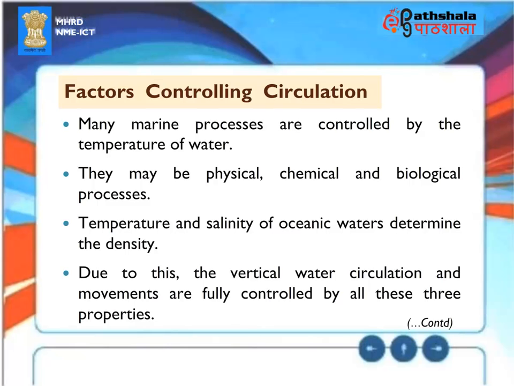Factors controlling circulation. Many marine processes are controlled by the temperature of water. They may be physical, chemical, and biological processes. Temperature and salinity of oceanic waters determine the density. Due to this, the vertical water circulation and movements are fully controlled by all these three properties.